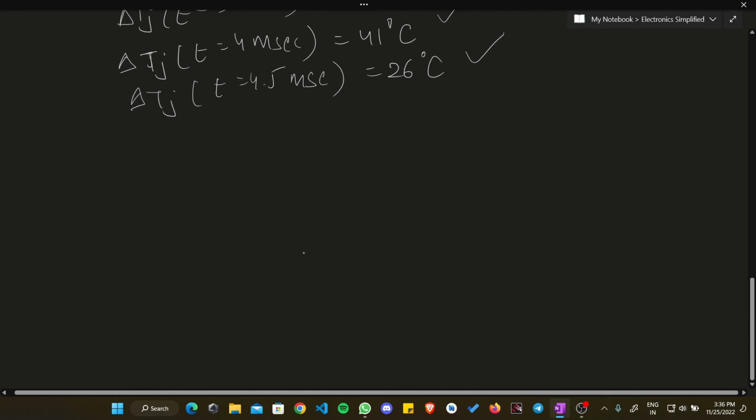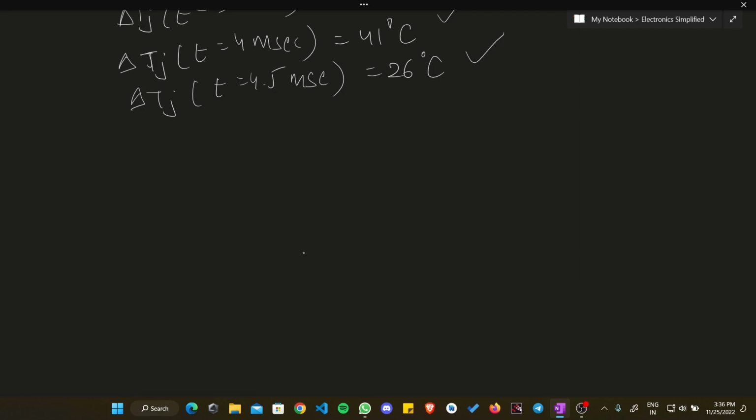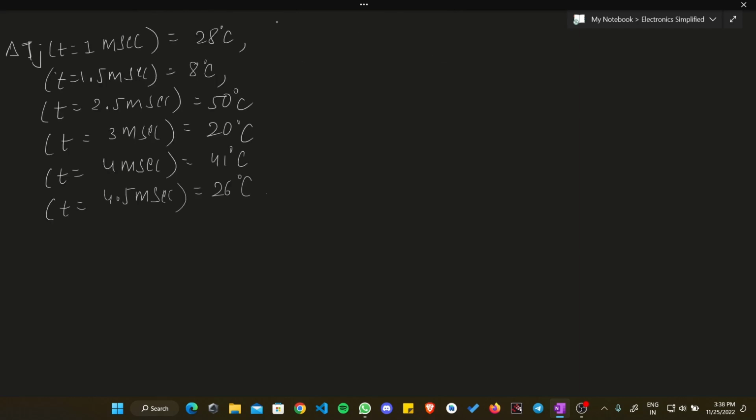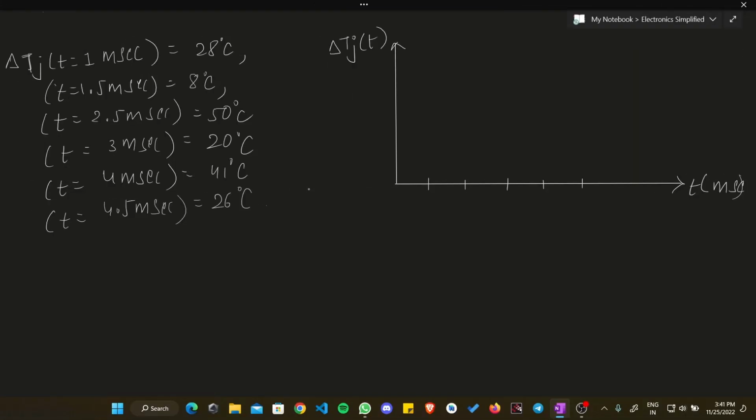Okay, once you have got all these values for t equal to 1 millisecond, 1.5, 2.5, 3, 4 and 4.5, now is the time to start plotting the junction temperature versus the time in millisecond. So now let's plot the graph. I have noted down all the junction temperatures at different time periods that we have obtained at one place. So now let's start plotting our junction temperature rise after each time for which we have calculated.